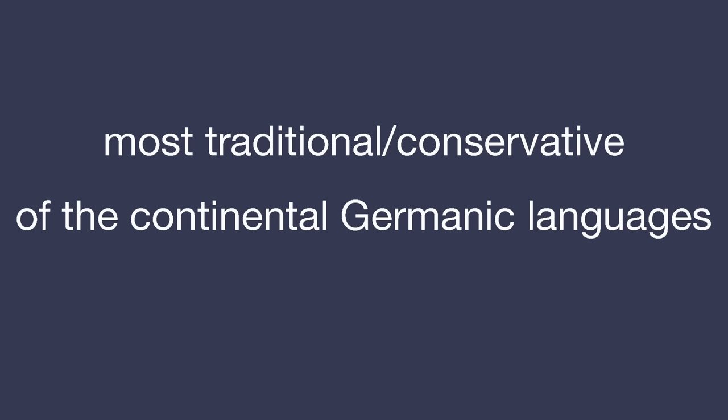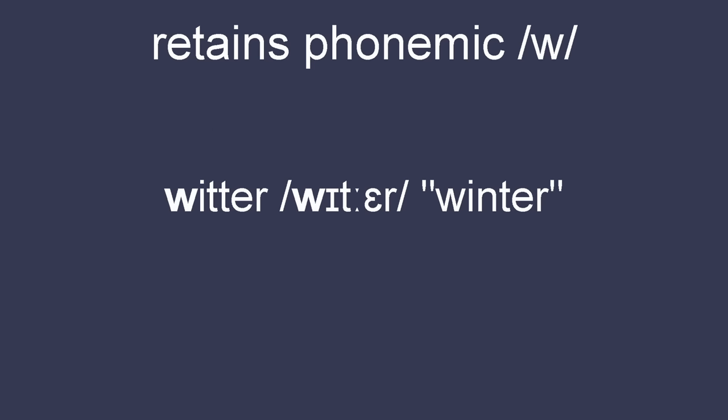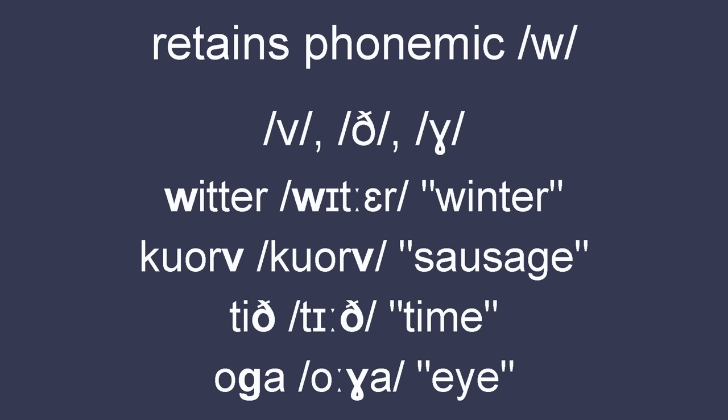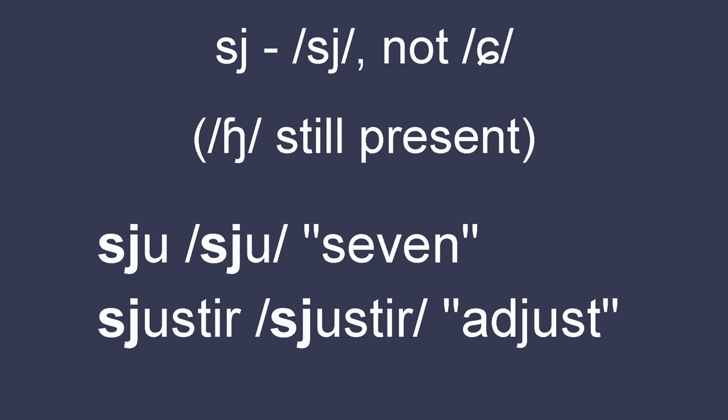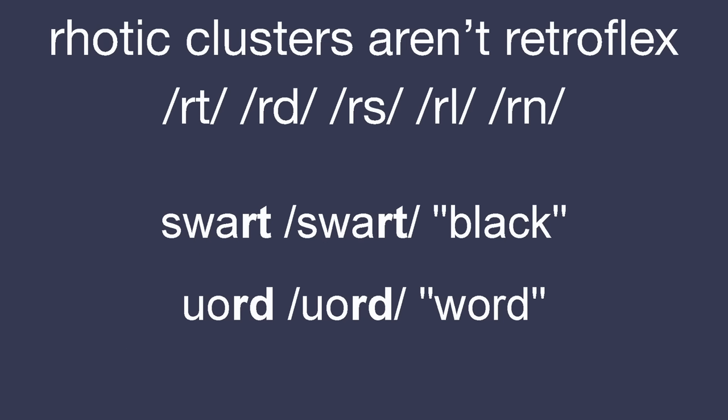Linguistic consensus is that Elfdalian is its own language, and that becomes more apparent when you see it's the most conservative of the continental Germanic languages. It is the only modern Germanic language besides English to retain phonemic w. It has voiced fricatives v, th, and r, not found in other North Germanic languages. Sj is pronounced sia and not sia, but the Swedish sh sound is present. Elfdalian doesn't assimilate rhotic clusters to retroflex consonants, still pronounced art, ard, ars, ul, and urn respectively.